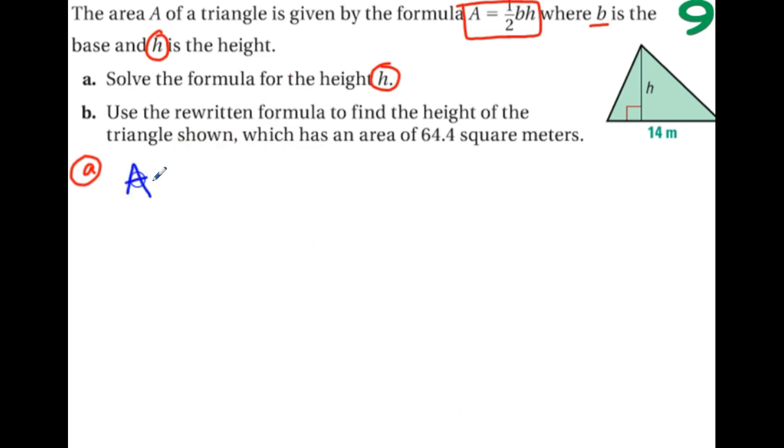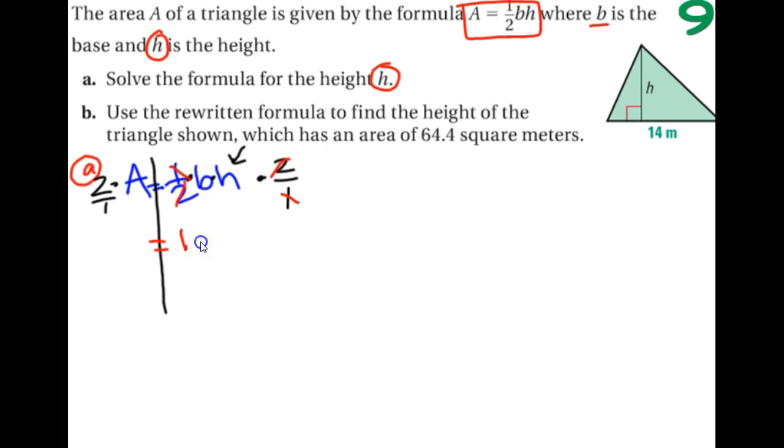So I'm just going to rewrite it. A equals 1/2 bh. And these are all multiplied here. We want to get h all by itself. First, to get rid of this fraction, we need to multiply by the reciprocal, 2/1. Oops, not 2/2. So those eliminate. 1/1 and 2/2 make just 1. They eliminate. We have b and h multiplied there.